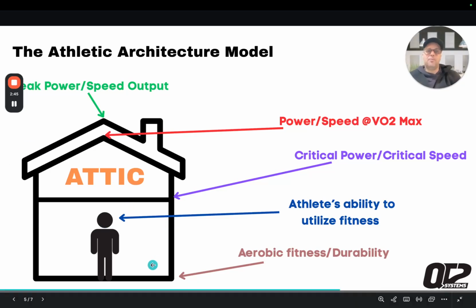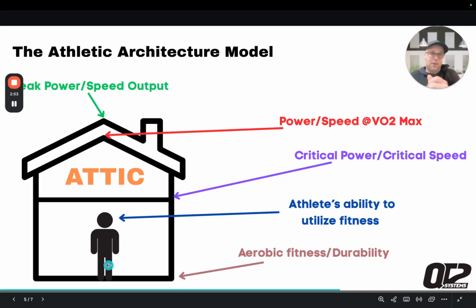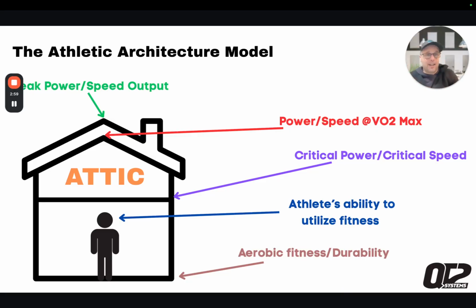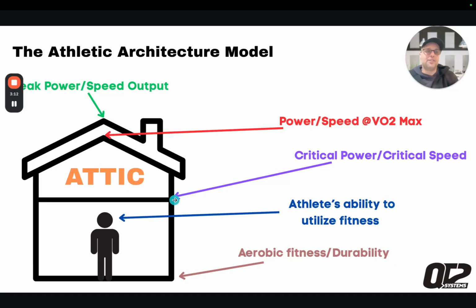So when we think about an athlete's physiology, it's very helpful to map it onto this house model. We refer to it as the athlete's athletic architecture. So the very foundation of the house is the athlete's aerobic fitness and durability. The house has a ceiling, okay, and that ceiling represents the athlete's critical intensity, either the critical power or critical speed on the bike and the run. The house also has a roof, and that roof represents the athlete's power or speed at VO2 max.